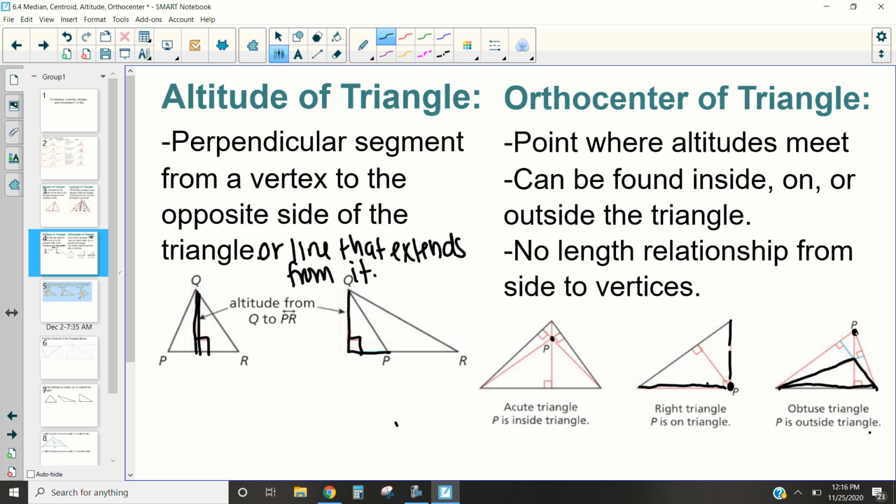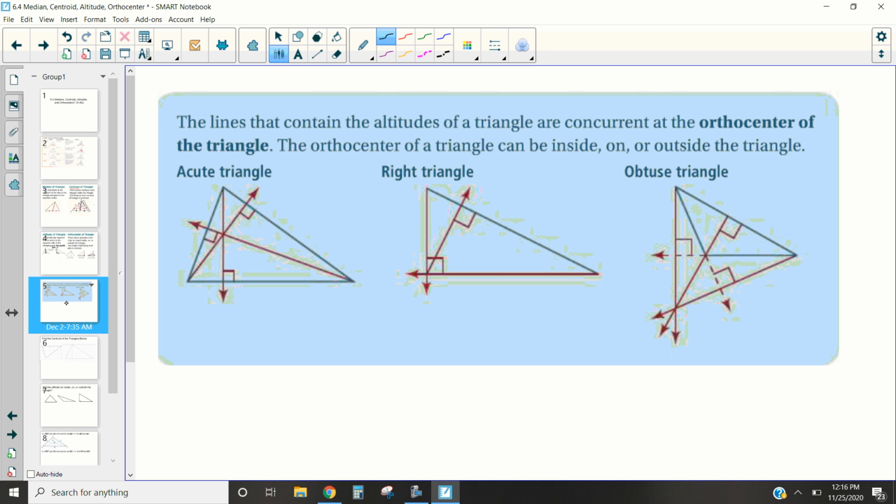So if the triangle is acute, so all the angles are less than 90 degrees, then it is going to be inside. If there's a right angle in it, so a right triangle, then it's on it. If it's an obtuse triangle, which means one of the angles is more than 90 degrees, then it's going to be on the outside. Pretty cool. So here is just another picture to help you visualize that. Again, that orthocenter, where the altitudes are concurrent, that point where all our altitudes cross, can be inside, on the triangle, or outside.